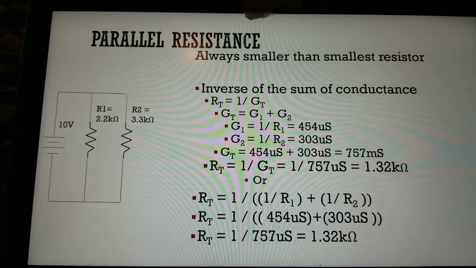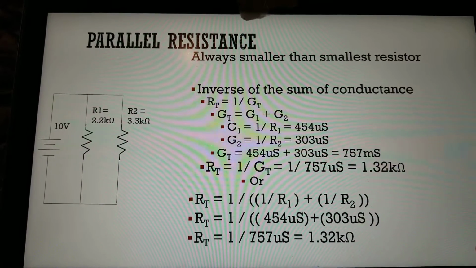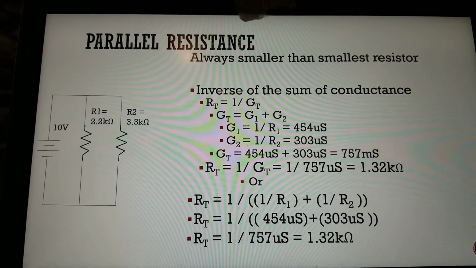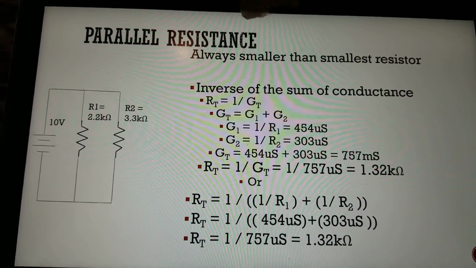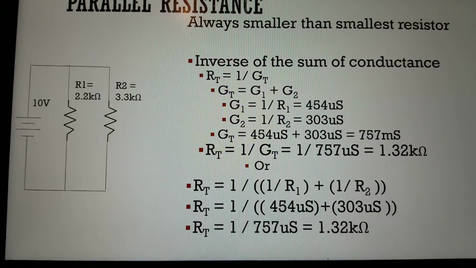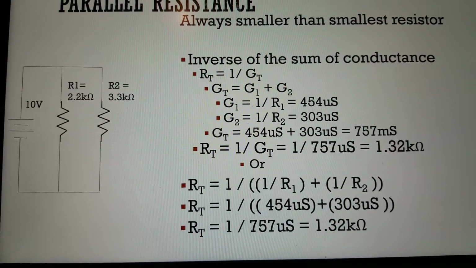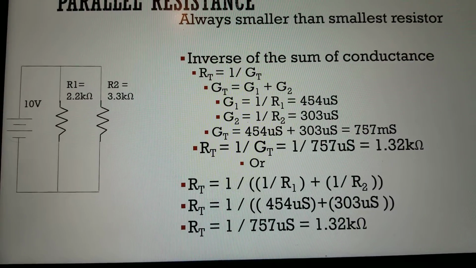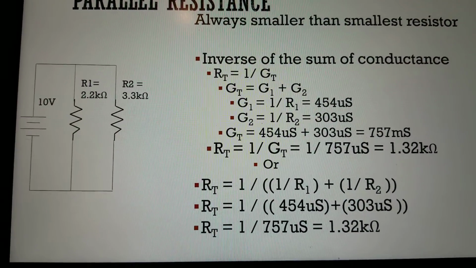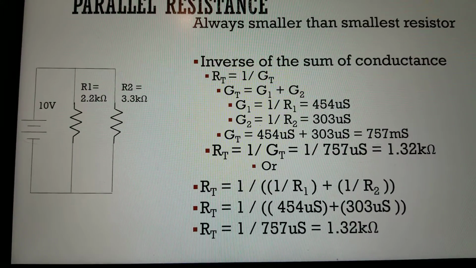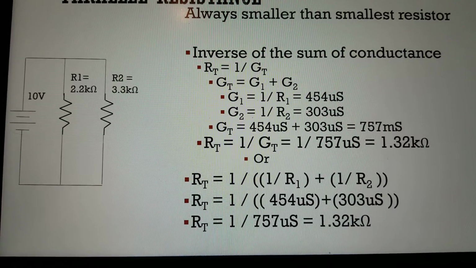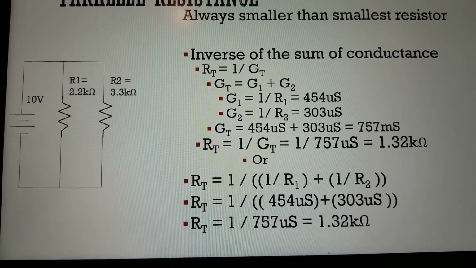Something to keep in mind when finding parallel resistance is that the total should always be smaller than the smallest resistor that you're using. The inverse of the sum of the conductance is the total resistance here. So to find the total conductance, you take conductance 1 plus conductance 2. To find conductance 1, it's 1 over resistor 1.